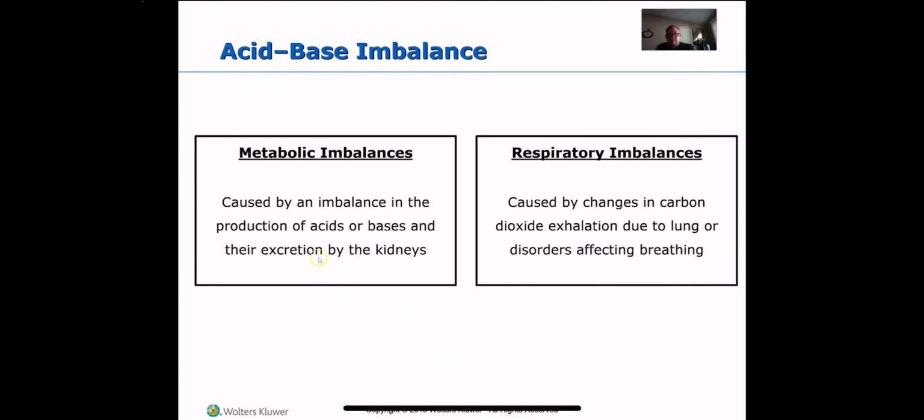Okay, metabolic imbalances are caused by an imbalance in the production of acids or bases and excretion by the kidneys, whereas respiratory imbalances are caused by changes in carbon dioxide exhalation due to lung disorders or conditions affecting breathing.